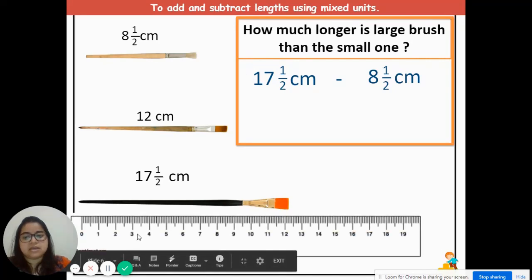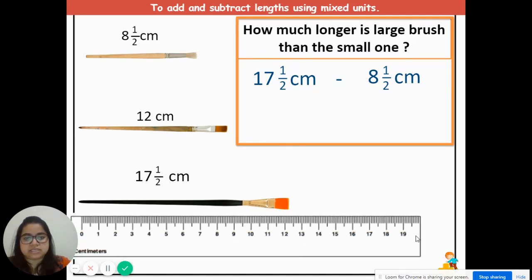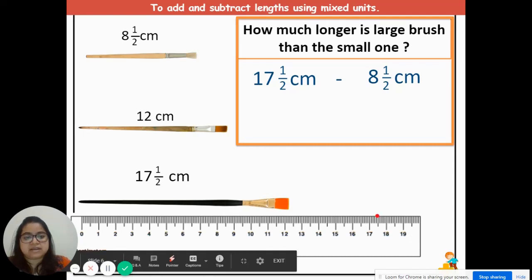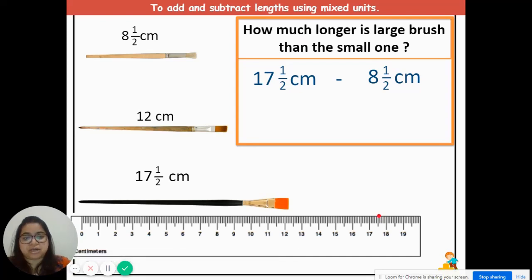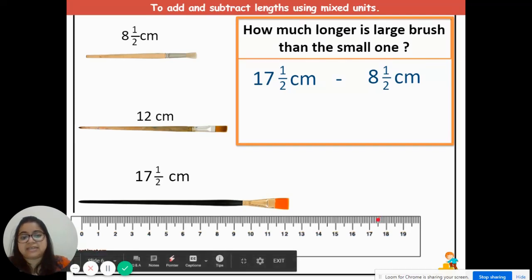This ruler is up to 20 centimeters. So 17 and a half is right here. Okay. So from 17 and a half, we have to take jumps backwards. How many jumps do we take? We take 8.5 jump. So let's first take a jump of half a centimeter so that it becomes easier to take the rest of the jumps. Why half? Because we have half over here.